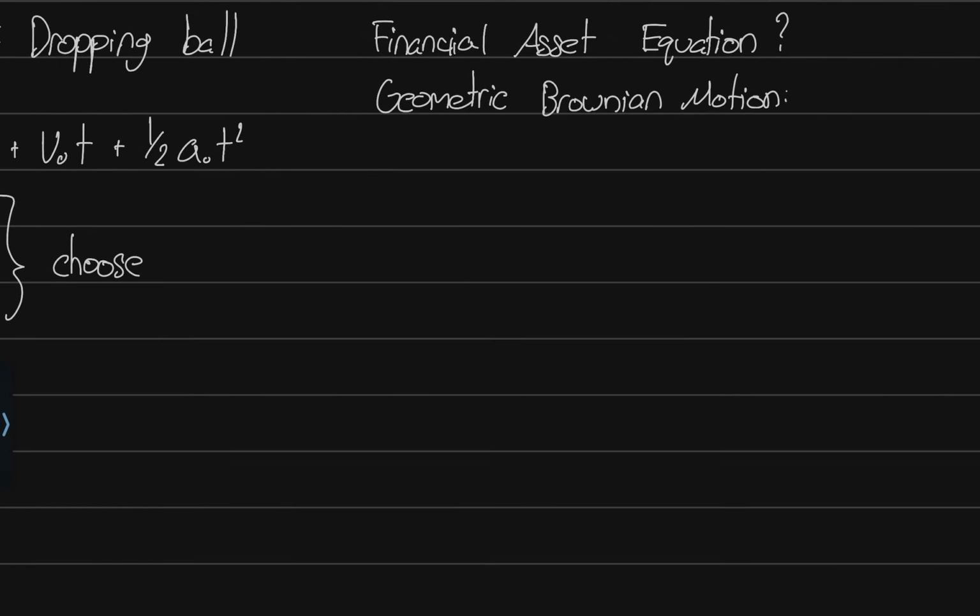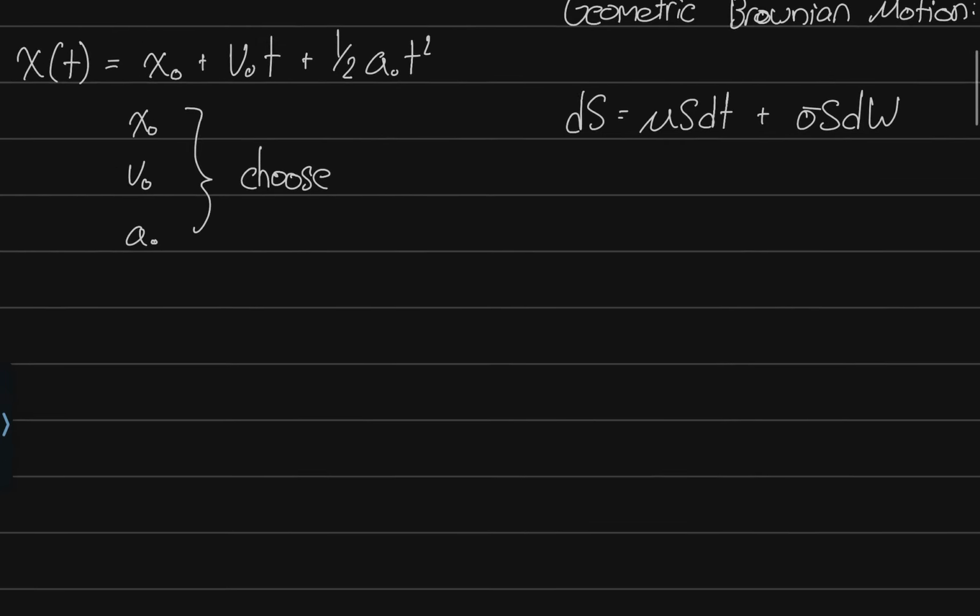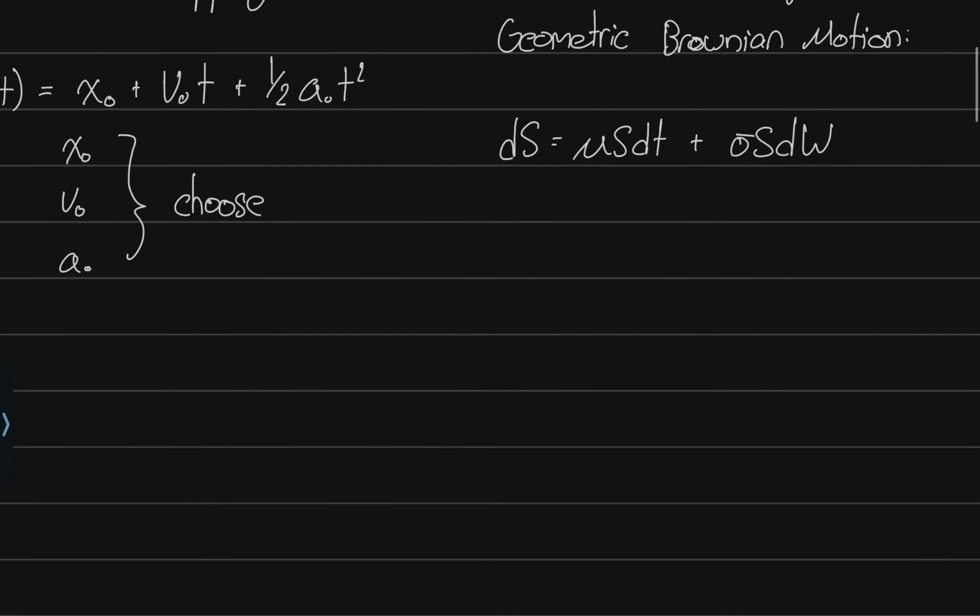Specifically, in differential form, we are going to have dS equal to mu S dt plus sigma S dW. In this case, mu is our mean returns, and sigma is our volatility.